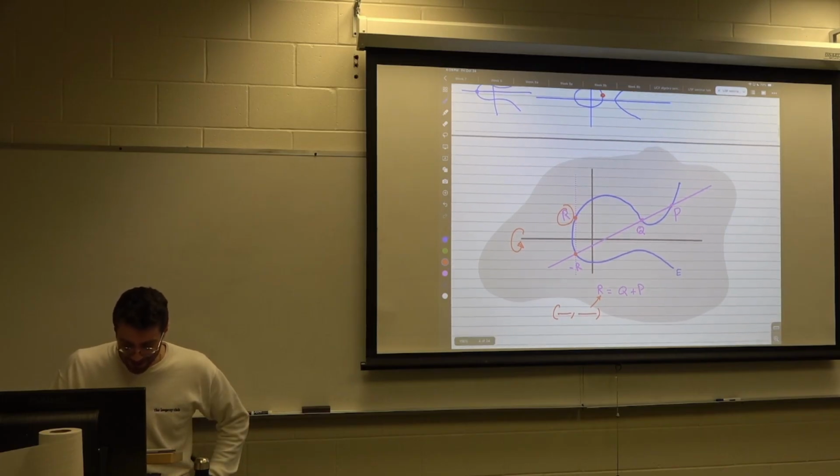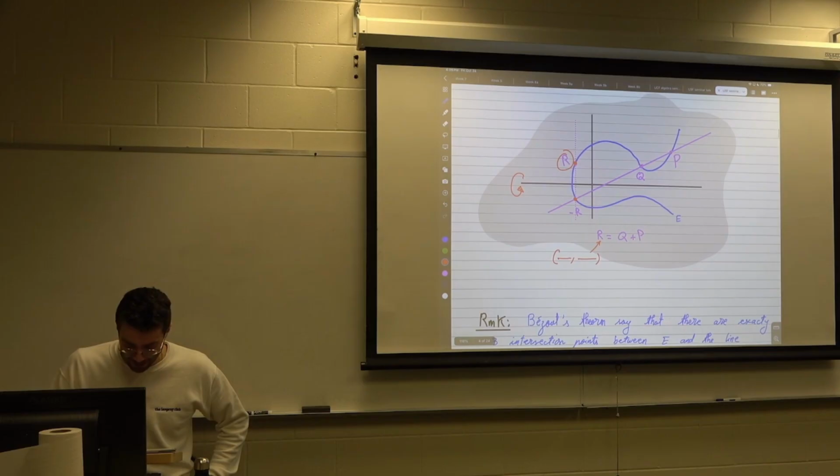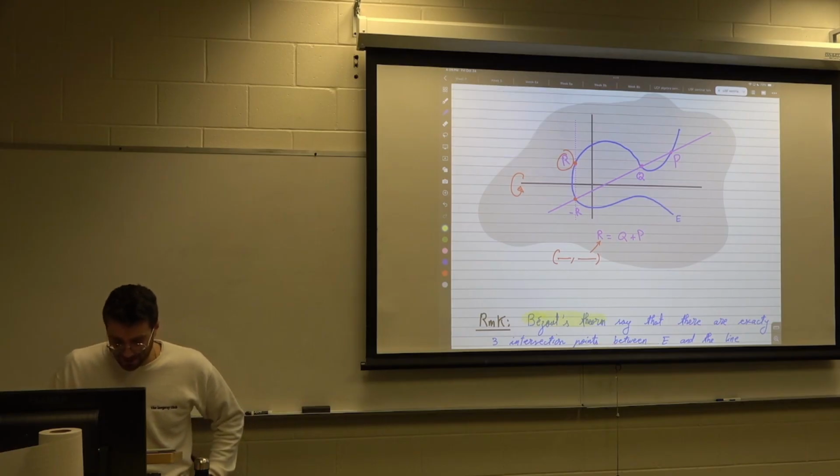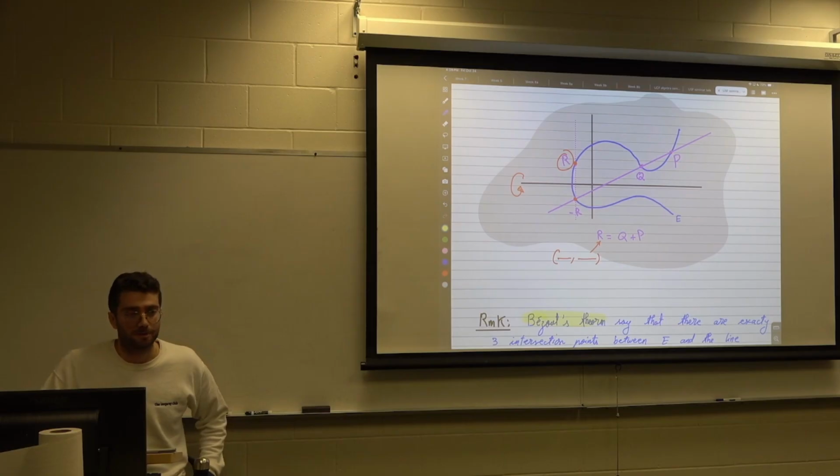But I just want to emphasize one thing. One key point is known as Bézout's theorem. Bézout's theorem here says that the number of points where these 2 curves intersect, one of them being of degree 3 and the other of degree 1, is going to be 3.